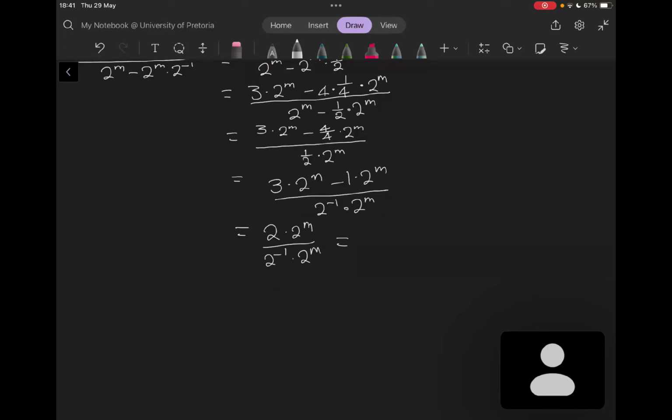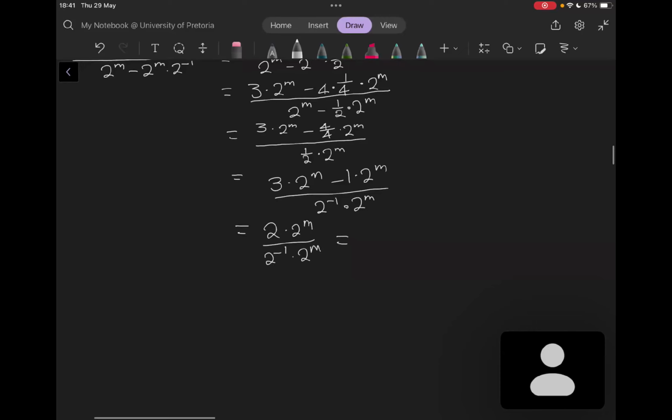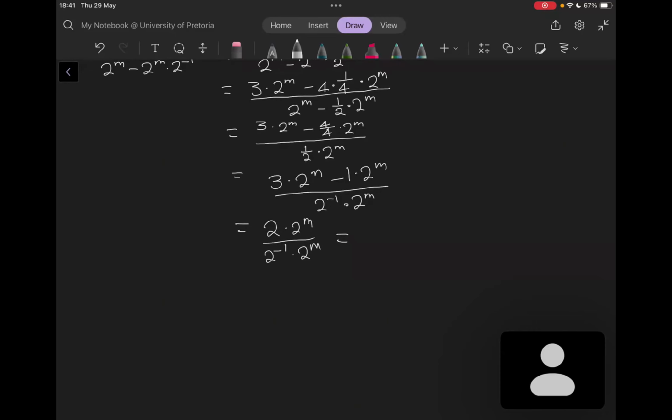Cool. And let's simplify this and get our final answer. We then end up with, and I also need you guys to recognize that we also have like terms over here. We can cancel out this 2 to the power of m on the top and the 2 to the power of m on the bottom. So let's cancel that out. That leaves us with 2 over 2 to the power of negative 1, right?